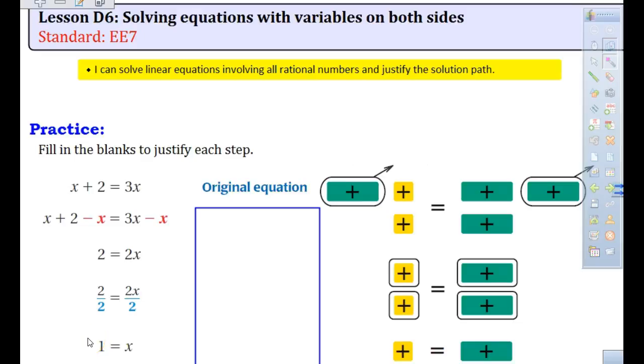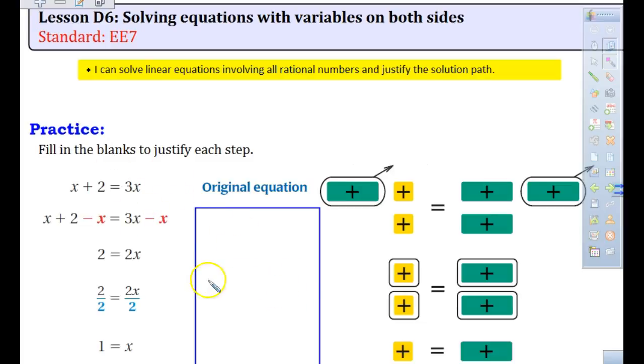It says in D6 our standard is, I can solve linear equations involving rational numbers and justify the solution path. So you've got to be able to explain why. As we are looking at these notes, everyone should be on their notes on D6.